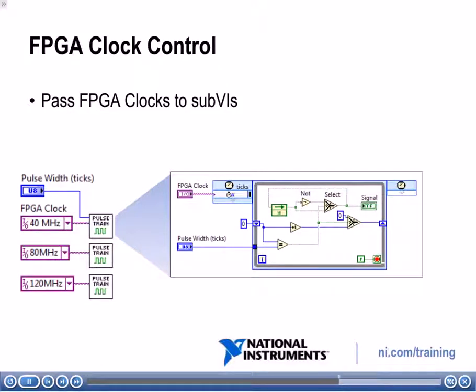So that way on our main VI on the left, we're able to execute that code, which is actually just doing a pulse train, and we're able to feed it in different FPGA clocks. So now on that main VI, by using that sub VI, we've created a pulse train that's running at 40 megahertz, another pulse train that's running at 80 megahertz, and another one that's running at 120 megahertz. Okay, so this is a nice way that you can use FPGA clocks to control the different rates of a sub VI.